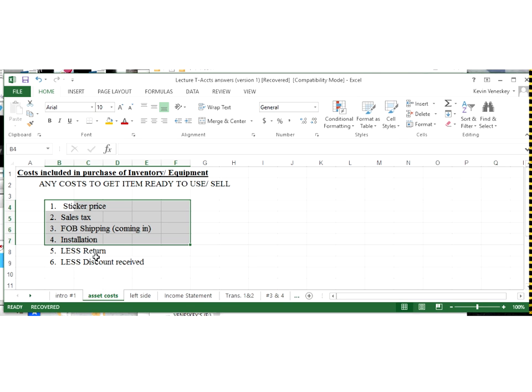And then I would deduct from the price of my asset if I did return something. Hopefully that makes sense. And then we're going to talk about discounts and how we maybe get a discount. And if we do get a discount, that's going to also take away from the cost of my asset, because it didn't really cost me that, but I got a discount for it.